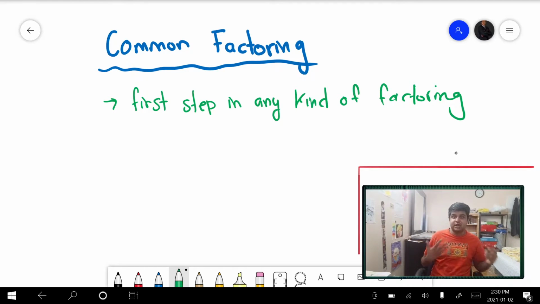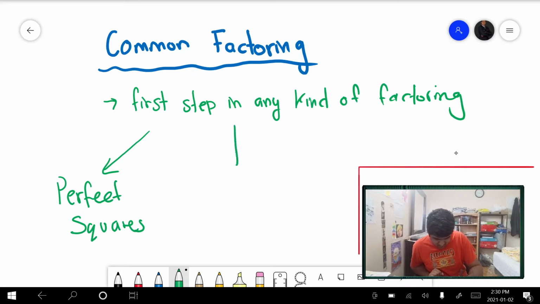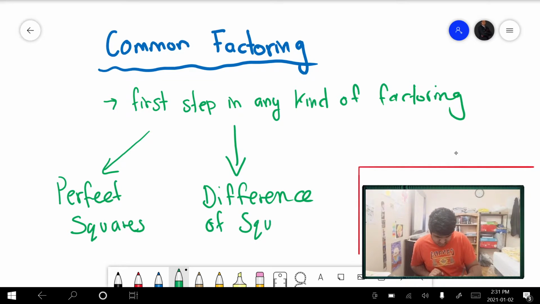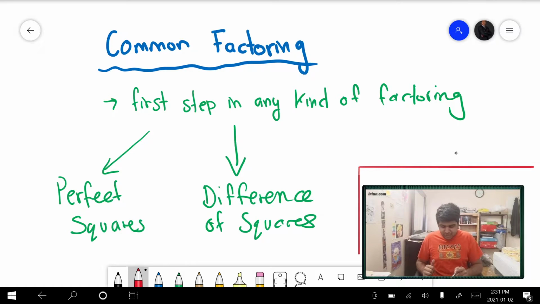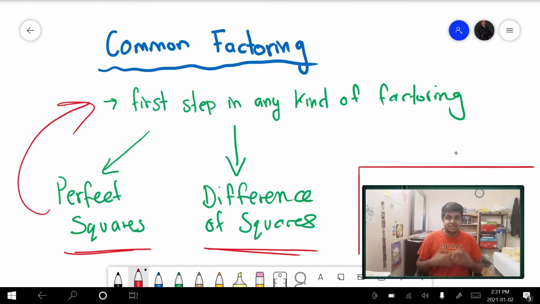Now there are two major techniques that we will discuss in the next video, when we factor by perfect squares and when we talk about difference of squares. Both of these amazing techniques are great, but oftentimes we'll have to apply common factoring first to get us to a level where we can use either one of these techniques to make it work out.